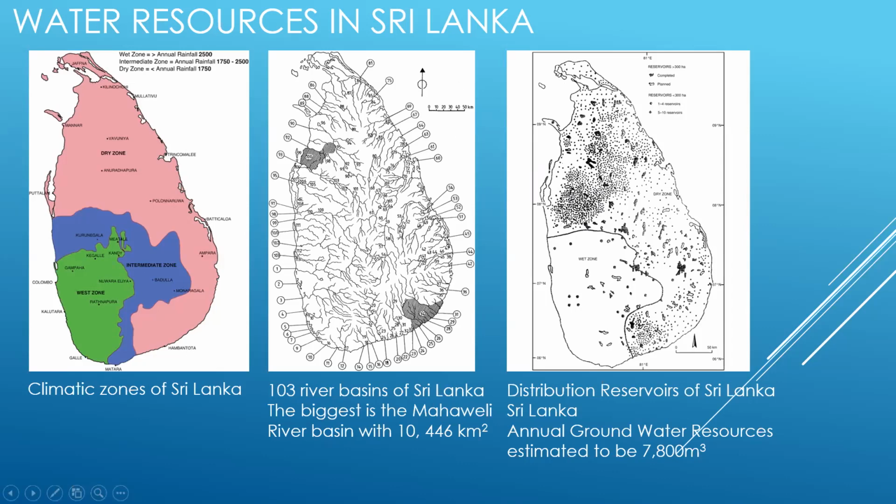Especially in Wayamba, this area, it says there are 7 small reservoirs for every 1 square kilometer. In fact, this map does not show the same level of intensity, but there is a limit to what we can take into a map, so that is why it doesn't show all that. So around 7,800 cubic meters of groundwater resources are there in terms of reservoirs in Sri Lanka.